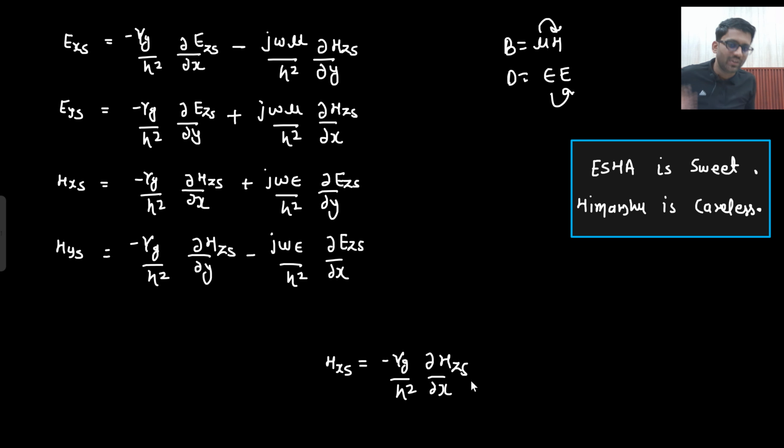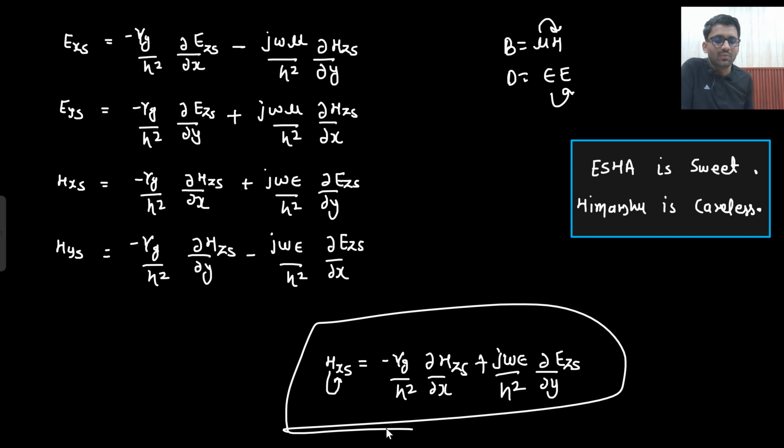So what do I know? I only know Hzs. Now, sir, here if z is there, then E would come. Here del by del y, Ezs would come. That I am pretty sure. So if Ez is coming, that means j omega epsilon would be coming, because epsilon always comes with E, divided by h square. Now what about the sign, sir? Himanshu is a careless guy. His x would be positive. There you go.